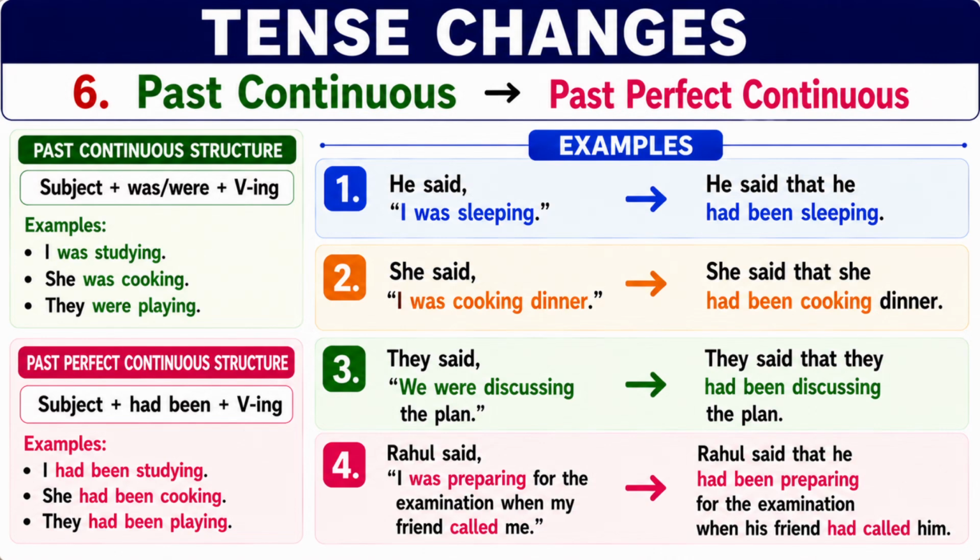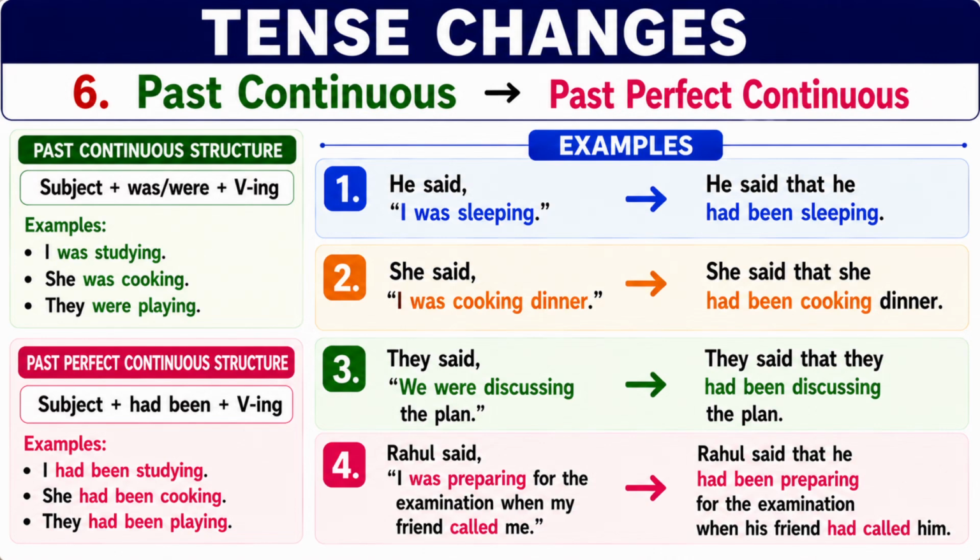The structure of past continuous is subject plus was or were plus verb ing. Examples are, I was studying. She was cooking. They were playing. The structure of past perfect continuous is subject plus had been plus verb ing. Examples are, I had been studying. She had been cooking. They had been playing.